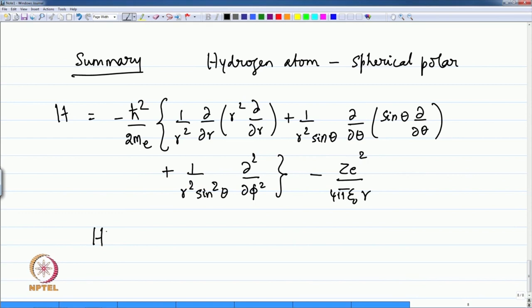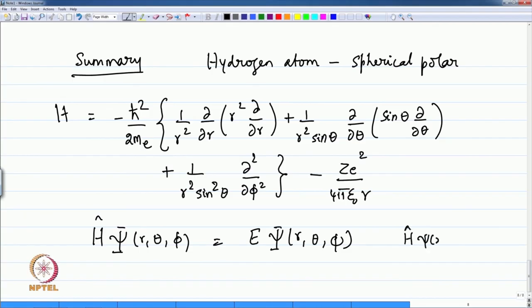And the equation that you are looking for solving is Hψ(r, θ, φ) equal to Eψ(r, θ, φ), instead of Hψ(x, y, z) equal to Eψ(x, y, z). Okay. The wave functions are different in the different coordinate systems, but please remember the energy, which is independent of the coordinate representation, will not be different between different coordinate systems. How you represent your coordinates should not lead to any changes in the eigenvalue for the hydrogen electron.